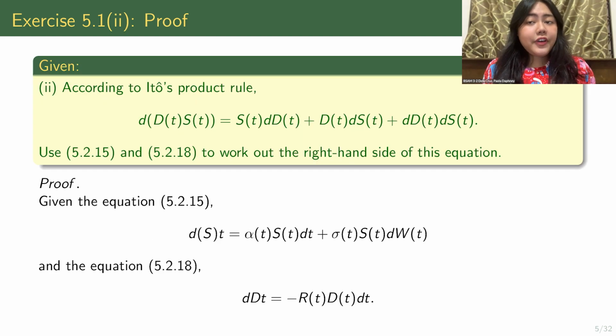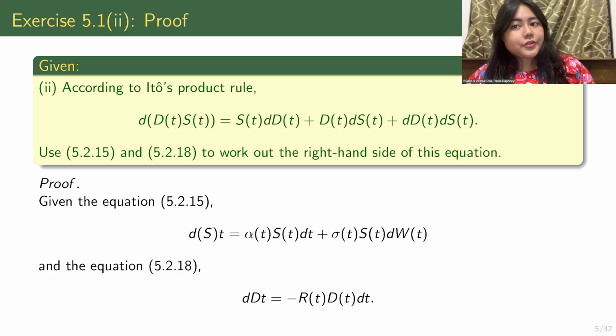For exercise 5.1 part 2, the given problem states that, according to Ito's product rule, the differential of the product of D(t) and S(t) is equal to S(t) times the differential of D(t) plus D(t) times the differential of S(t) plus the product of the differentials of D(t) and S(t). It also states that we have to use the given equations 5.2.15 and 5.2.18 to work out the right-hand side of the equation.